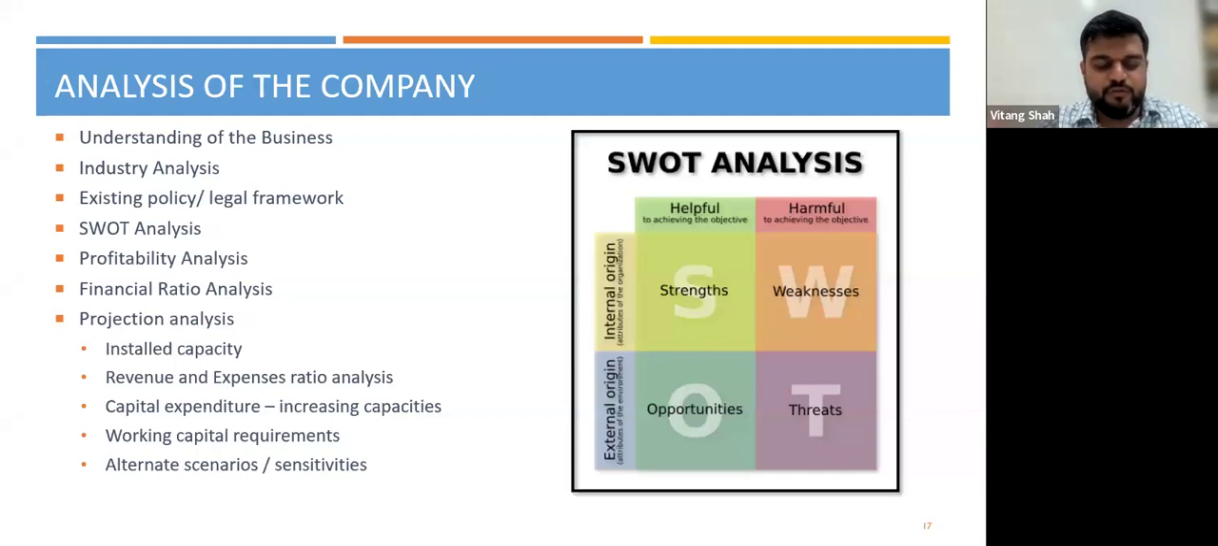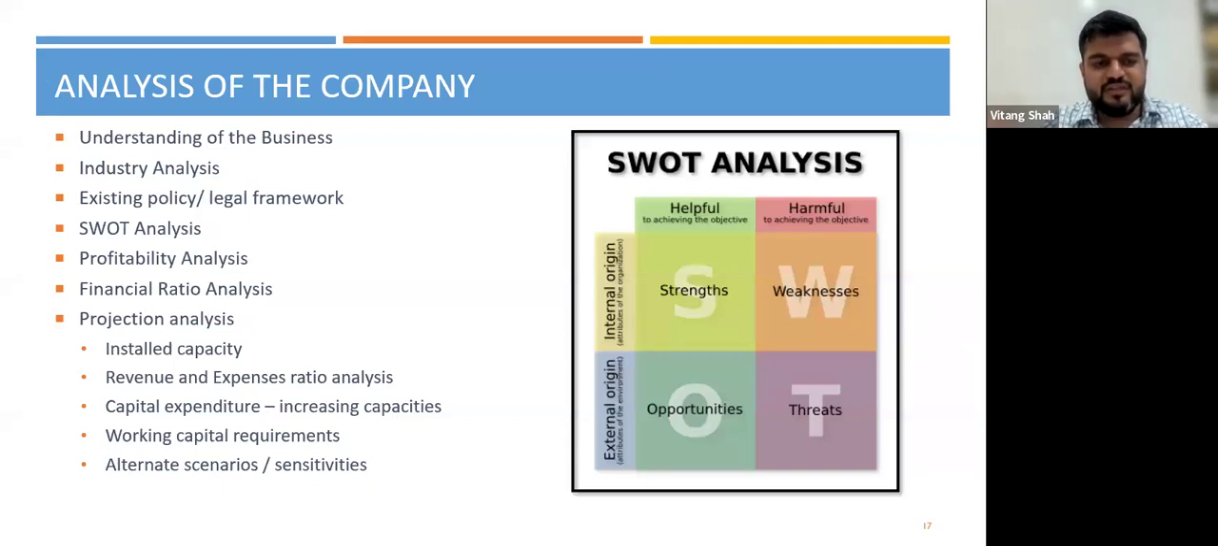So that's where you need to also check that if the client has projected that the business will grow and they will be able to increase the price, whether that is within the limits which have been set by the regulators. Once you have done a SWOT analysis, you will be in a better position to understand whether the growth which is projected can be achieved by the company, whether it has the capabilities, whether it has the strength to achieve those projections.